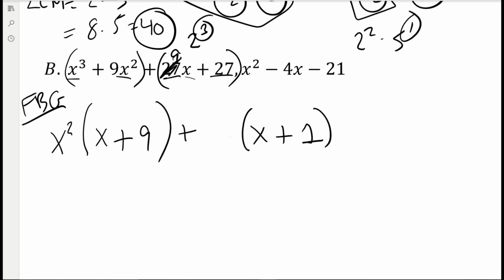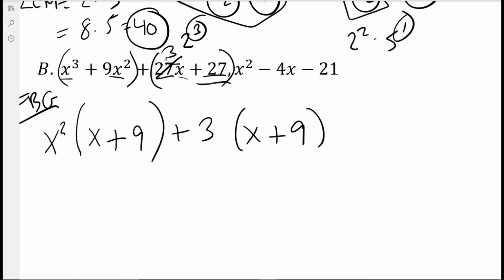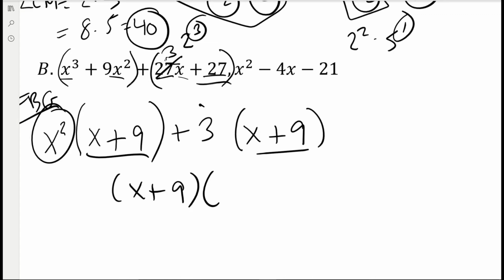So now we can pull out a 9. Oh, I'm sorry, not a 9, a 3. Should be a 3. So if we pull out a 3, we could pull out a 3 from 9 and 27. In this case, we'll get 3 times x is 3x, and then 3 times 9 is 27. Okay, so I'm going to make that correction. I apologize for that. So now we got x plus 9 is actually one of our factors. And then the other factor is going to be x squared plus 3. Okay, in that case, you'd be able to factor that.